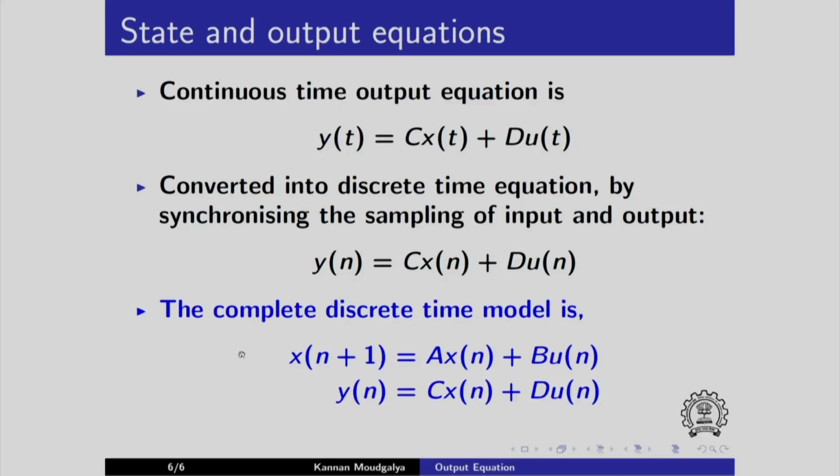So here is the complete discrete time model. x of n plus 1 equals Ax(n) plus Bu(n), y(n) equals Cx(n) plus Du(n). We will use this model in the rest of this course.